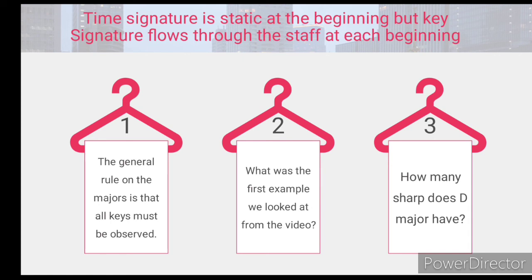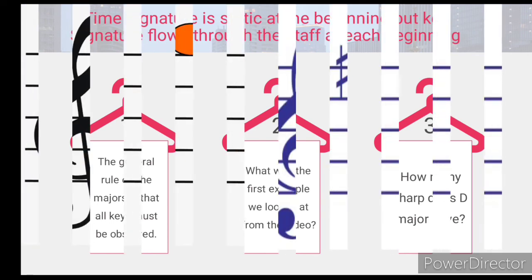Okay, now I want to ask this question. What was the first example we looked at from the video? The first example we looked at in the video was from a particular piece, a sonata piece. Whose sonata piece was that? Then secondly, how many sharps does D major have? I've asked 2 questions. Try and see how you can answer them.